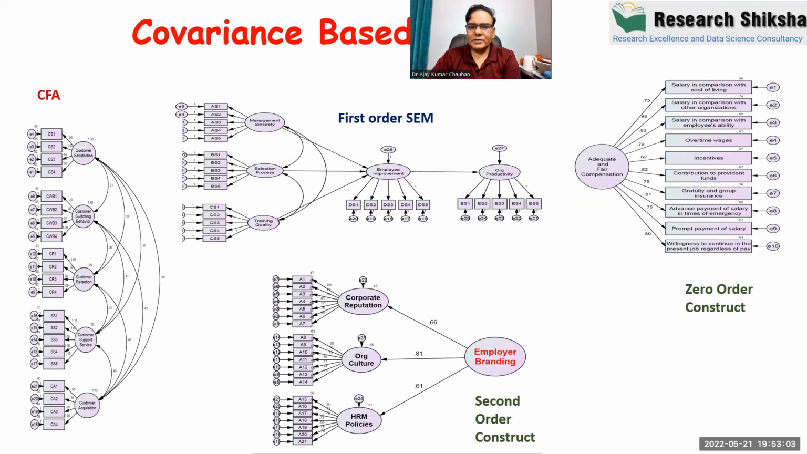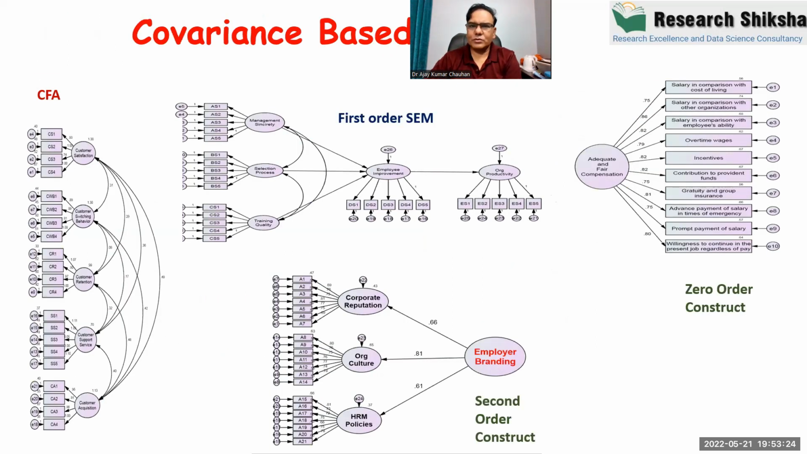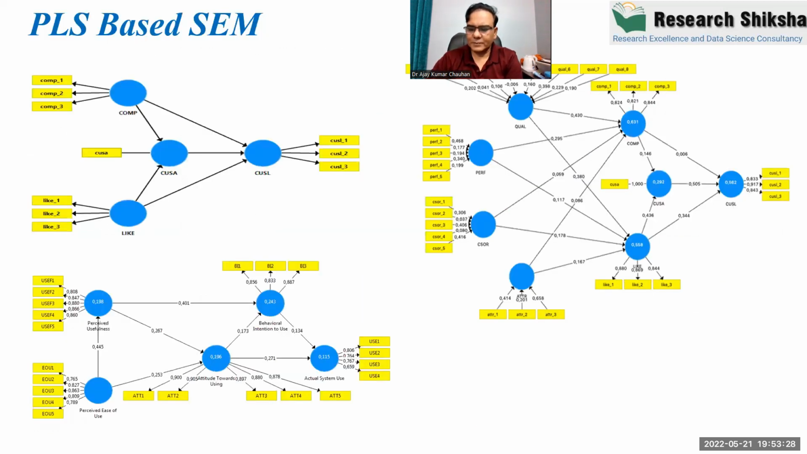These are the diagrams which are based on AMOS software. All these diagrams are known as covariance-based SEM, and all the diagrams where you can see blue and yellow are called PLS-based SEM. So this kind of modeling we can do in Smart PLS, and this kind of modeling we can do in AMOS. There is a separate workshop for AMOS, but in this workshop we only discuss Smart PLS. So this is the difference.